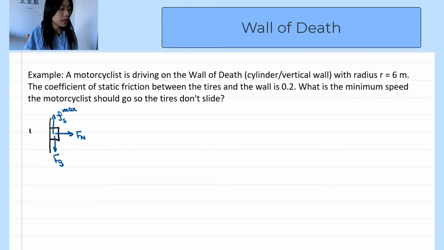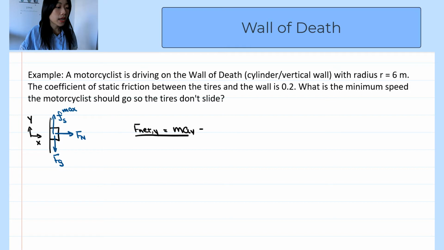Now let's define x as positive into the circle and y as positive upward. We want to find the minimum speed. Let's use Newton's second law in the y direction. F net in y equals mass times acceleration in y. And since the car is not going up or down, acceleration in y is 0. And F net in y has the maximum static friction and gravity force in the negative direction, and this equals 0.